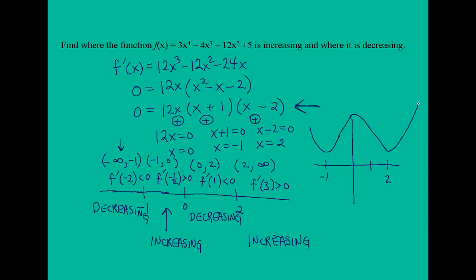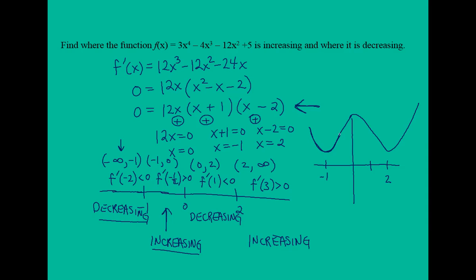So can we determine if we have local maximum and local minimum values just by looking at our chart, determining if the function is decreasing and changes to increasing or vice versa. So on the interval negative infinity to negative 1, we're decreasing, but then we change to increasing. So we can see from the graph, if we're decreasing and we change to increasing, we are going to have a local minimum.